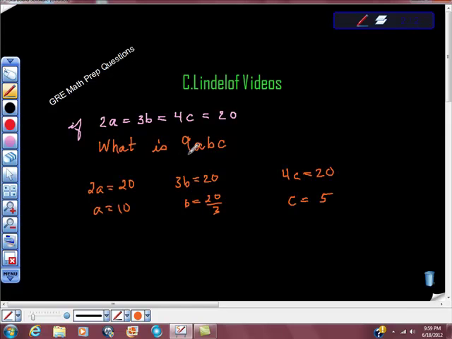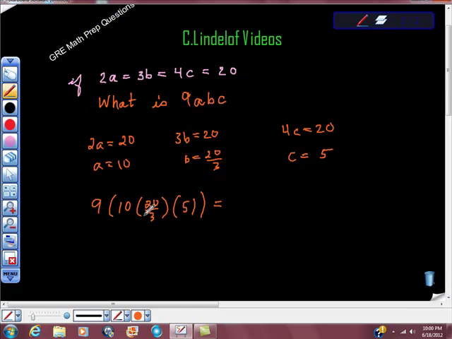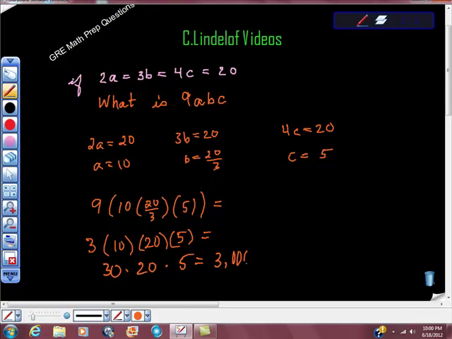And then all I do is this. They're asking us for 9abc. So I take 9 times abc. A is 10, b is 20 thirds, c is 5. I do my multiplication here. First I'd simplify a little bit. 9 over 3 is 3, so we get 3 times 10 times 20 times 5. 3 times 10 is 30, times 20 is 600, times 5 is equal to 3,000. That's how I would have done that.